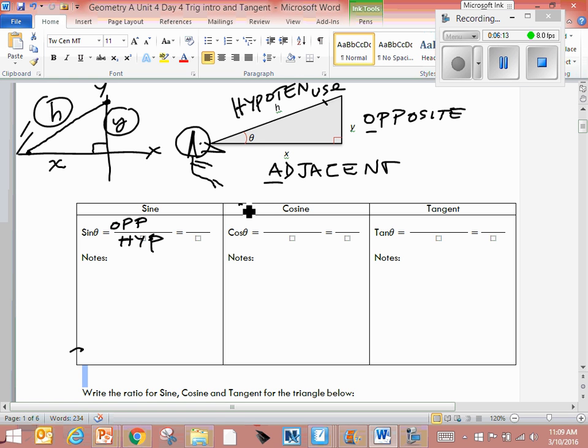Let's do cosine. Cosine is where your feet are. Adjacent. Adjacent is going to be the floor. Adjacent, ADJ. ADJ over the hypotenuse. It's always comparing it to the most important person in the room.